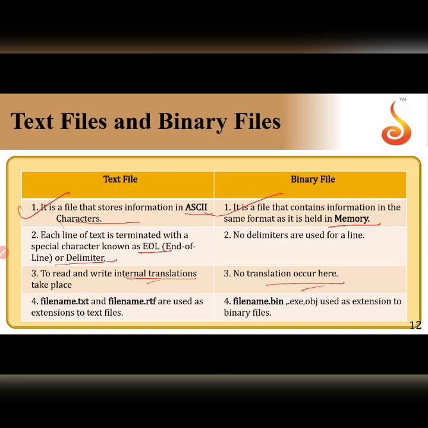So .txt and .rtf are some of the extensions of a text file, whereas .bin, .exe, and .obj are some of the extensions of binary files. Please have a look and go through this.